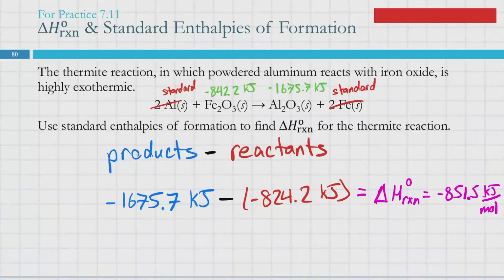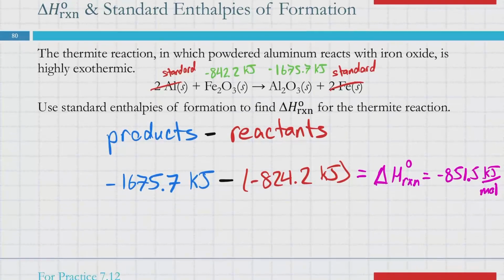I think that these are relatively easy. The big part really is remembering that it's products minus reactants, and we're not doing anything fancy with it. We're not pre-swapping the value to be negative. We're just using the number that we found, all the products added up, subtract all the reactants added up. Again, the big thing to remember is it's products minus reactants.